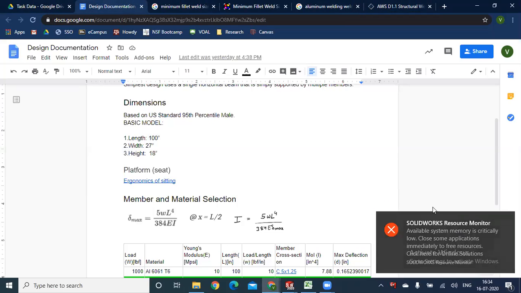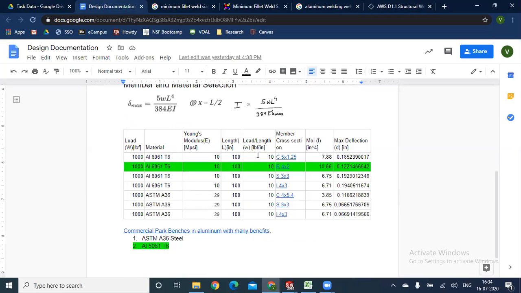So now that my 100-inch length was decided, I wanted to decide which member to use. And for that, I used this table. And as you can see, I was getting less than 0.2 for almost all of these different members. This one is the rectangle 4x2 member. This is a C-section 5x1.25. This is a square section 3x3.